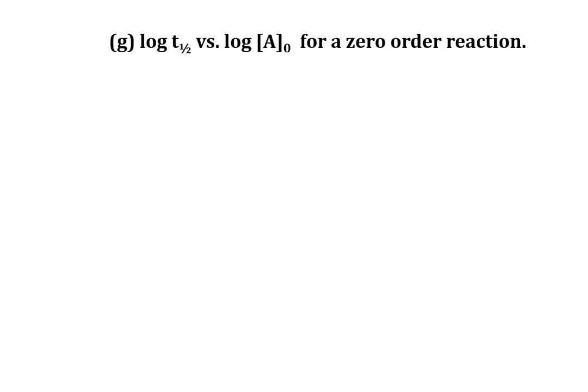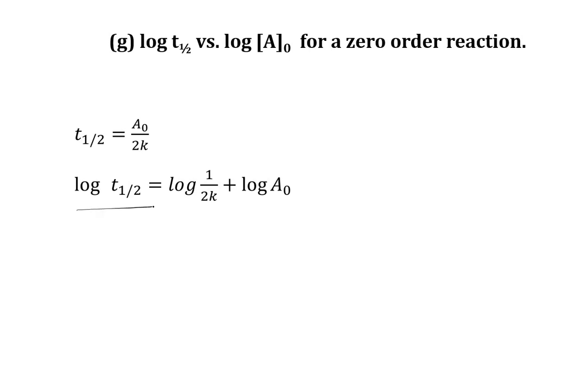Log t half versus log A0 for a zero order reaction. So it will start with the expression of t half for a zeroth order reaction. So you have to remember that t half is A0 by 2K, but log is required, so take the logarithm of both sides. So log t half equals log of 1 by 2K plus log of A0. So now you are with the required equation, log t half and log A0. So it's clearly a straight line with an intercept and a positive slope. And what is the value of the slope?